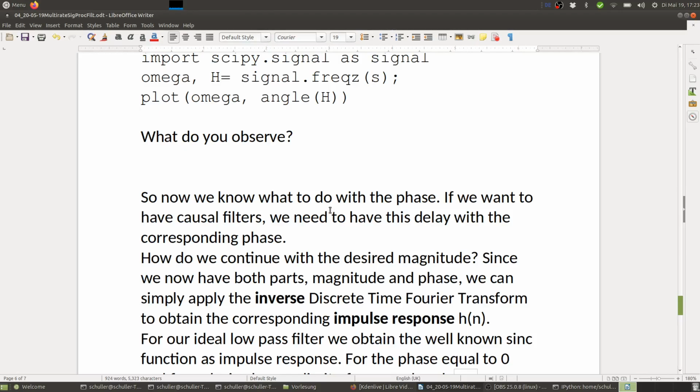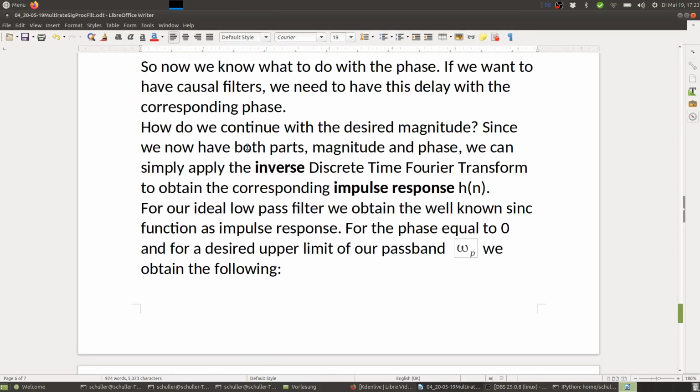So now we know what to do with the phase. If we want to have causal filters, we need to have this delay with the corresponding phase. So how do we continue with the desired magnitude? Since we now have both parts, magnitude and phase, from the delay, we can simply apply the inverse discrete time Fourier transform to obtain the corresponding impulse response h of n.